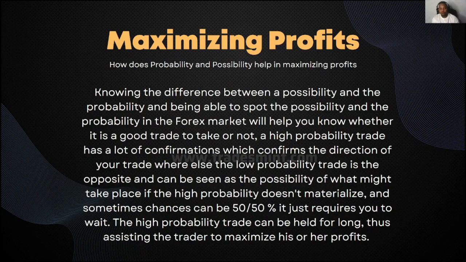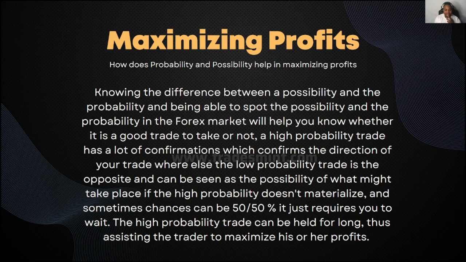Moving right along. So then the person will ask Jaguar, how does this whole thing help me towards maximizing the profit? Knowing the difference between the possibility and the probability, and being able to spot the possibility and the probability in the forex market, will help you know whether it is a good trade to take or not. A high probability trade has a lot of confirmations which confirm the direction of your trade, whereas the low probability trade is the opposite, and can be seen as a possibility of what can take place if the high probability doesn't materialize.